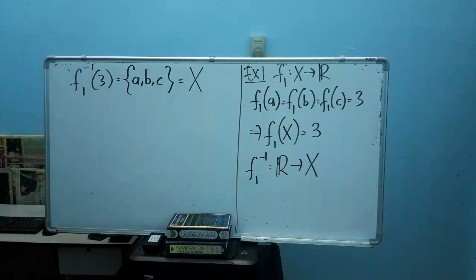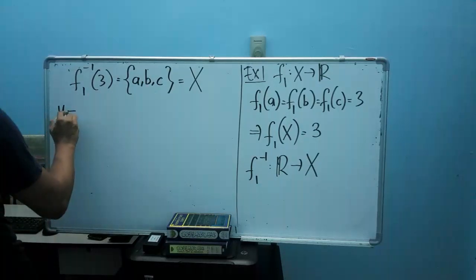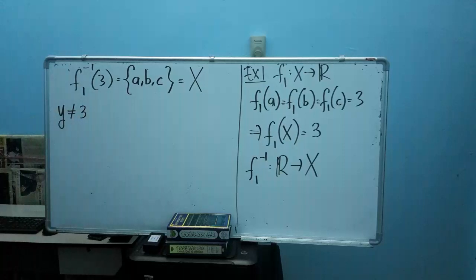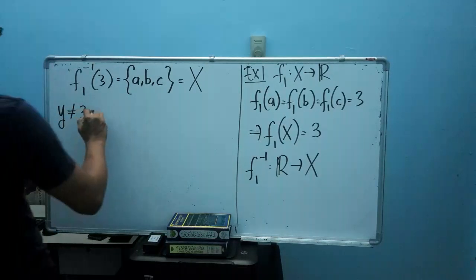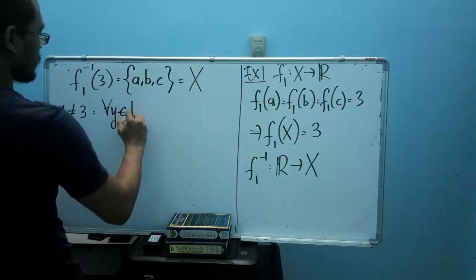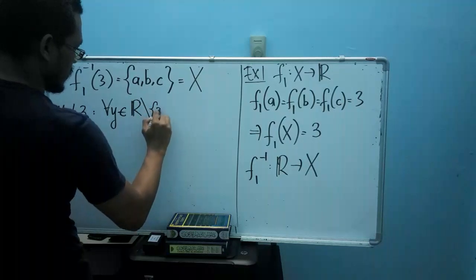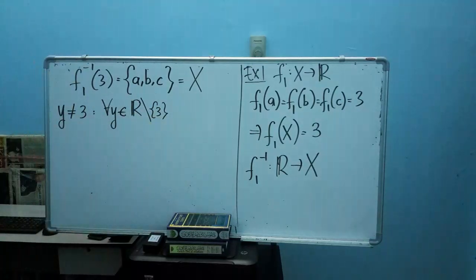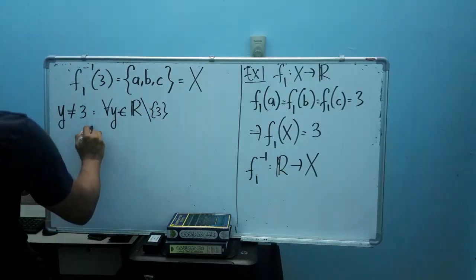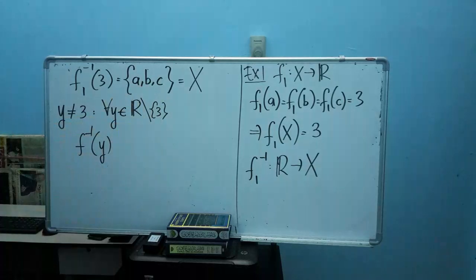Now, if I consider such a number, let it be y here, such that y is not equal to 3. Or I can say that I will take all values of y from this set, the set difference 3. So I will consider such a number here not equal to 3. Then I can talk about the inverse of y for all y taken from this set.